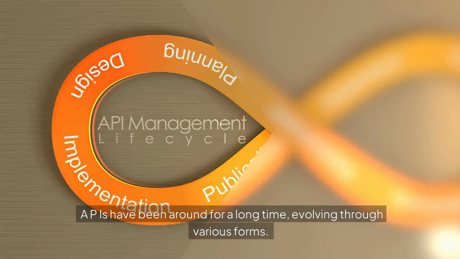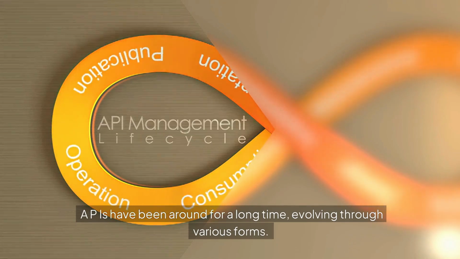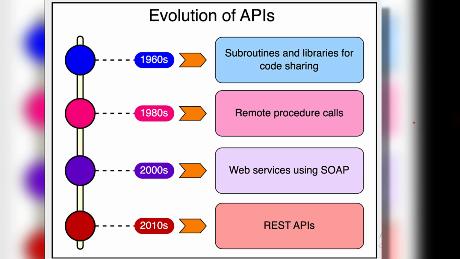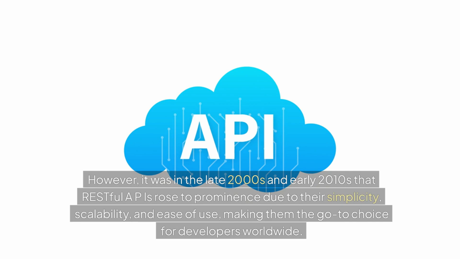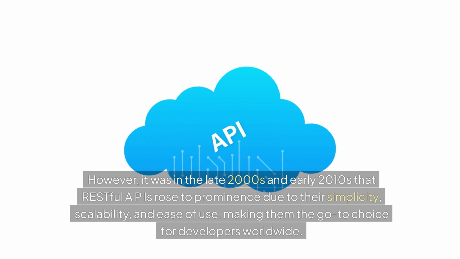APIs have been around for a long time, evolving through various forms. In the 60s and 70s, subroutines and libraries were used to share code between programs. In the 1980s, remote procedure calls, or RPCs, emerged, allowing programs running on different computers to execute procedures on each other. With the widespread adoption of the Internet in the 2000s, web services like SOAP became popular. However, it was in the late 2000s and early 2010s that RESTful APIs rose to prominence due to their simplicity, scalability, and ease of use, making them the go-to choice for developers worldwide.